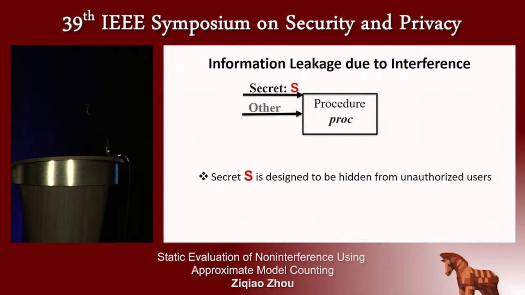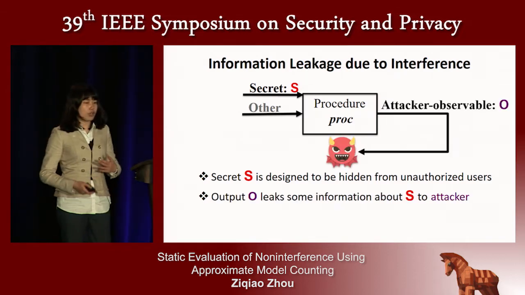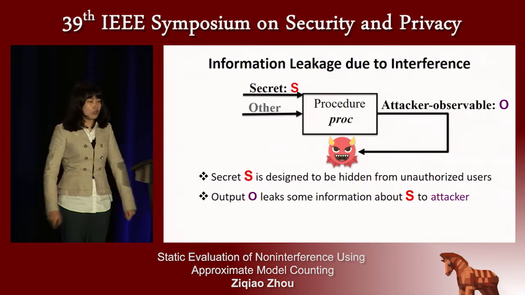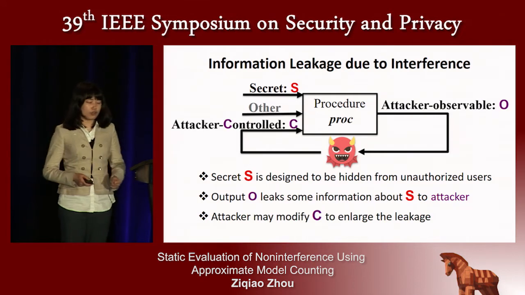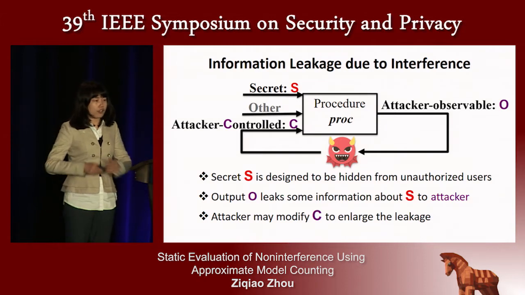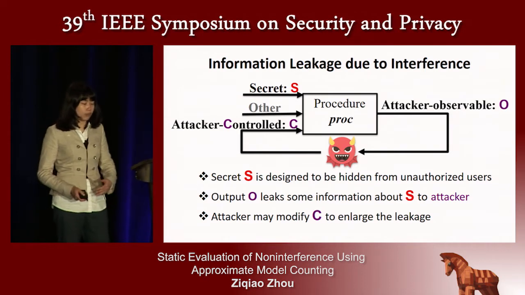The information linkage we are concerned with is in a system or procedure where there exist some secret variables inside that are designed to be hidden from unauthorized users. However, your implementation may include some unexpected information flows that transfer partial information about your secret to some attacker-observable variables. In the worst case, the attacker could control some attacker-controlled variables inside the procedure to maximize the linkage, inferring different parts of your secret information by changing those variables.